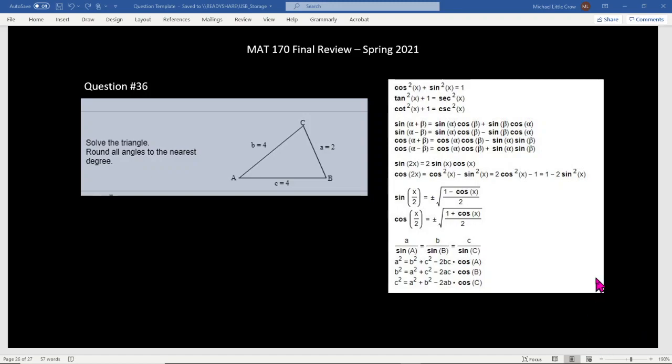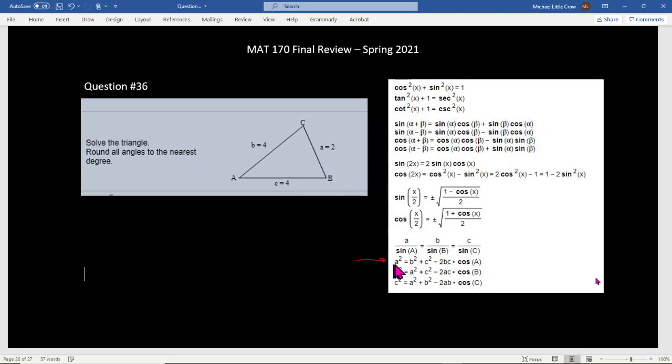So for question 36, we have all three sides. We need to find what those angles would be. And so we've got to look at one of the cosines. It's up to you which one you want to find first. Once you find one of the angles, then we could use the law of sines to find the other one, and then we can subtract from 180.